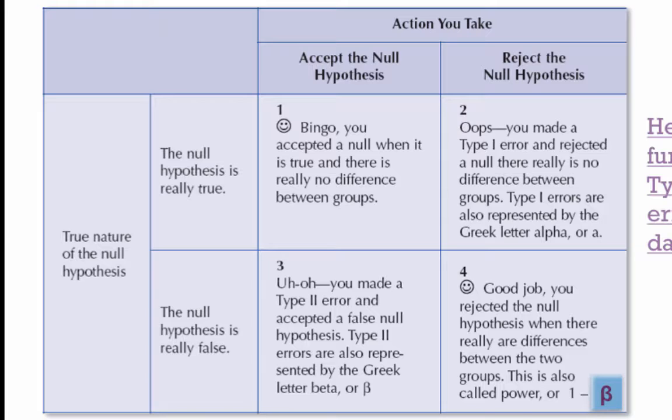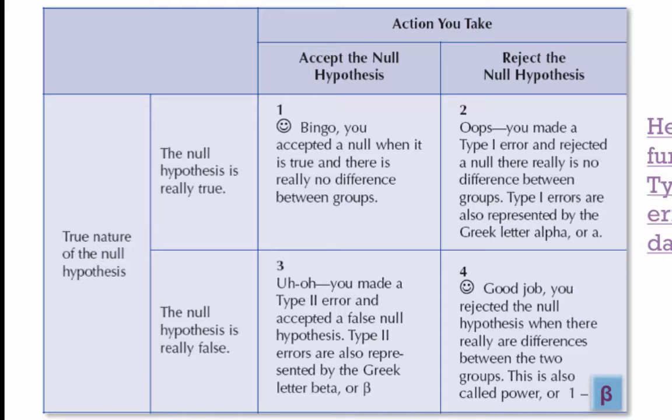So let's look at the bottom row, when a null hypothesis is really false, that there really are differences or relationships in reality. Let's say you, also in your research, find that yes, there are differences, and yes, there is a relationship between variables. Well, good job. You rejected the null when there really were differences between groups. This is called power. But if you make a mistake and you actually accept the null hypothesis when it's really false, well, this is what we call a type 2 error. You accepted a false null hypothesis.